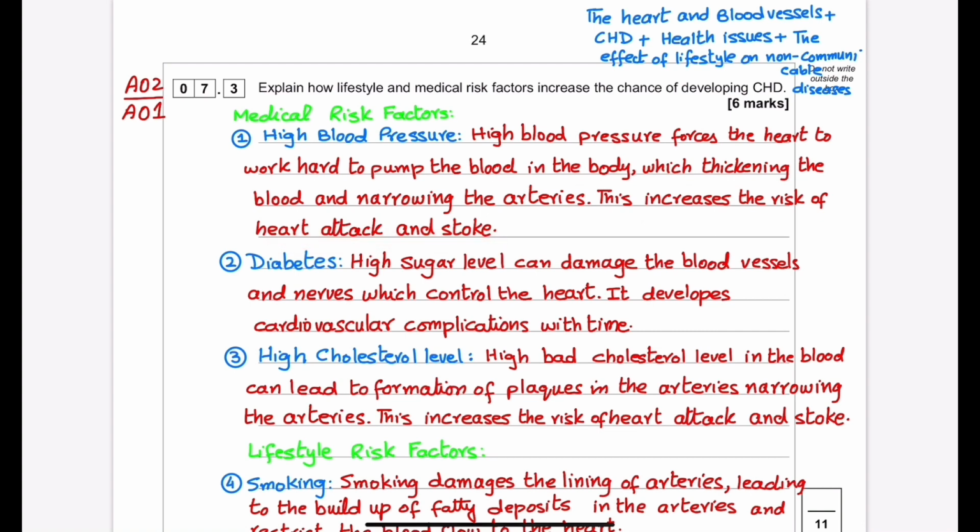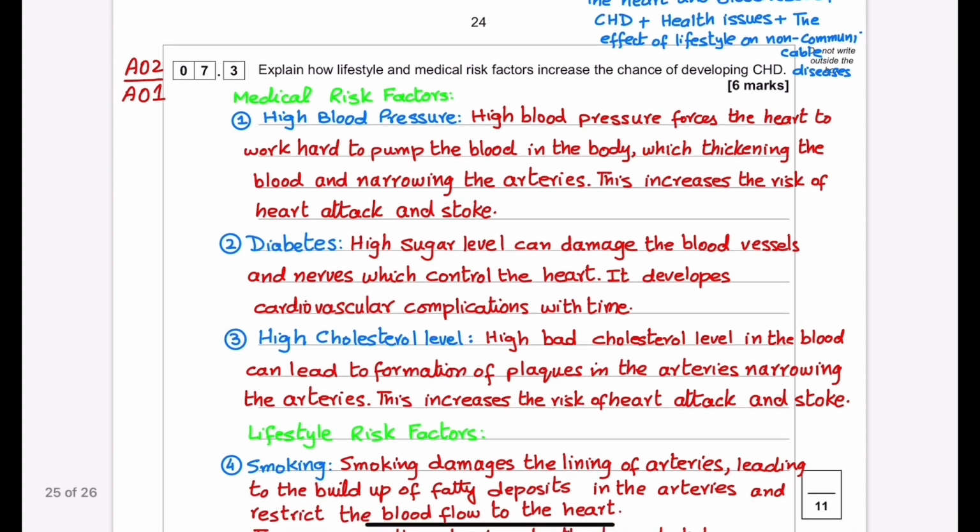The second medical risk factor is diabetes. High sugar levels can damage the blood vessels and the nerves which control the heart. It develops cardiovascular complications with time. The third medical risk factor is a high cholesterol level in the blood. High bad cholesterol level in the blood can lead to formation of plaque, or fatty material, in the arteries, narrowing the arteries. This increases the risk of heart attack and stroke.